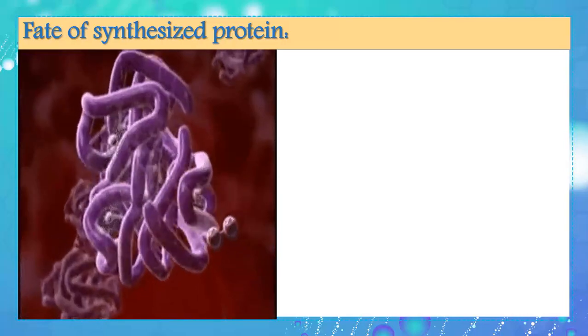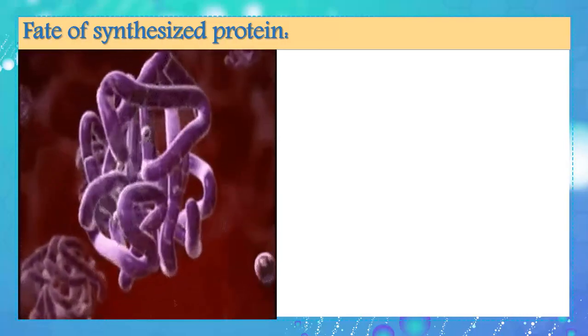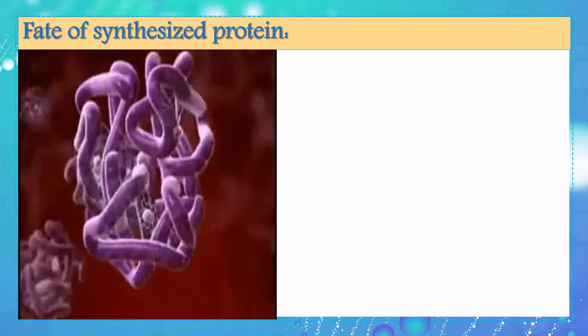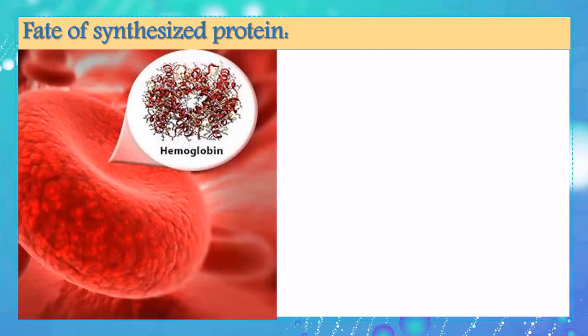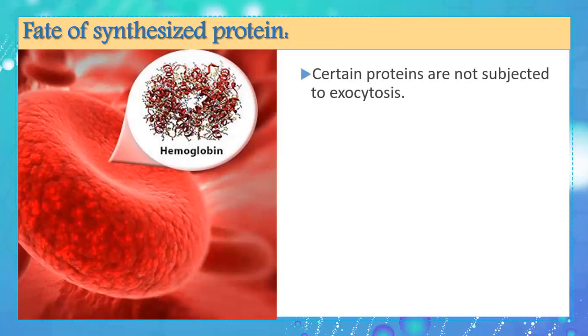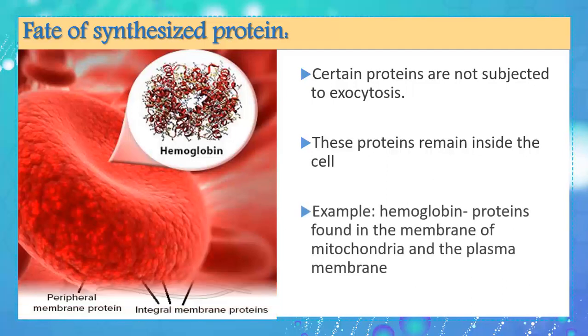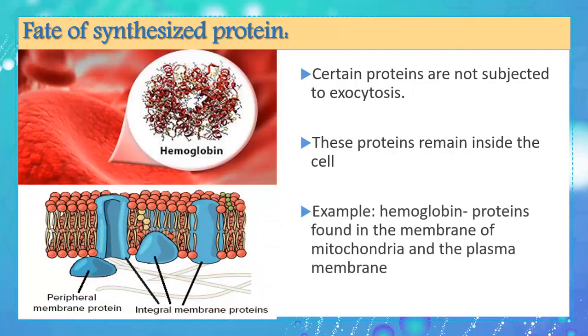Remember when we said that hemoglobin is a protein responsible for oxygen transport in our bloodstream? And you know from previous years that this hemoglobin is found inside red blood cells. So this protein is not subjected to exocytosis, it remains inside the red blood cell. So the fate of this protein is to stay inside the cell. We can give other examples such as the proteins that are embedded inside the plasma membrane or the membrane of the mitochondria of the cell.